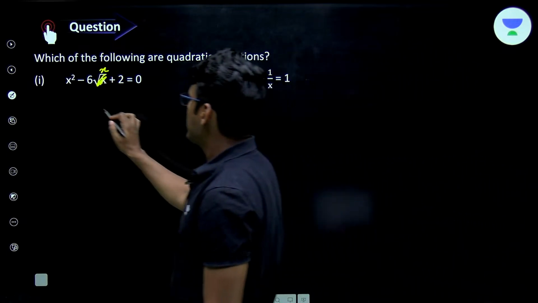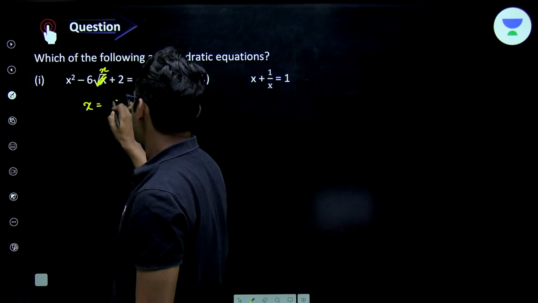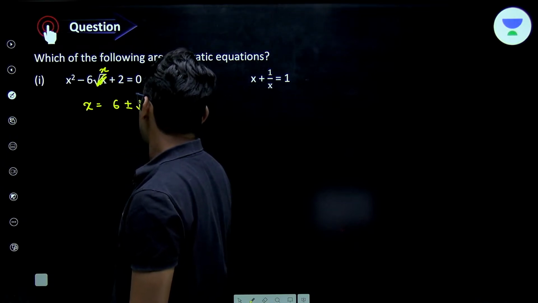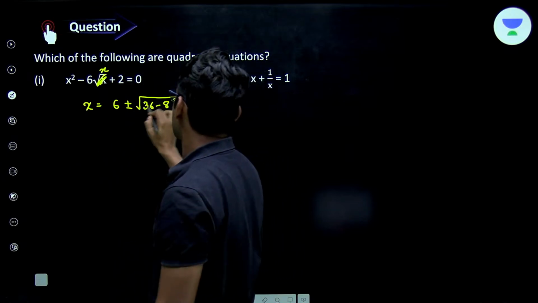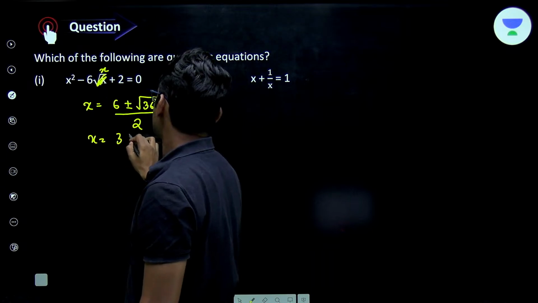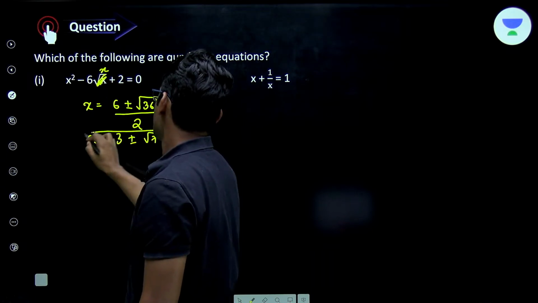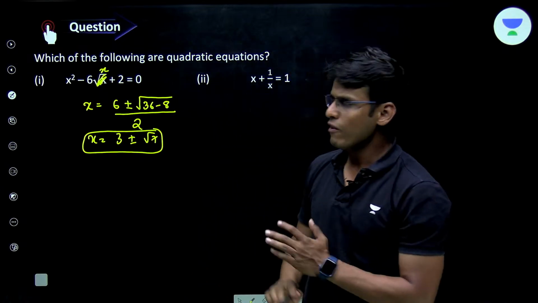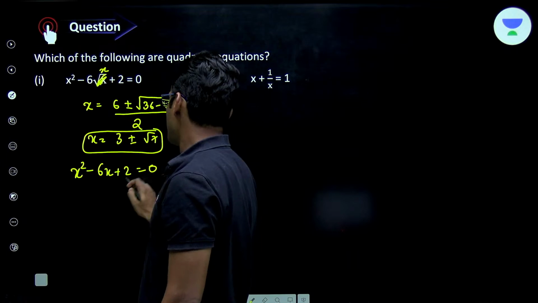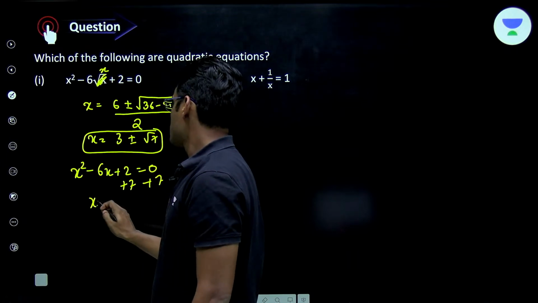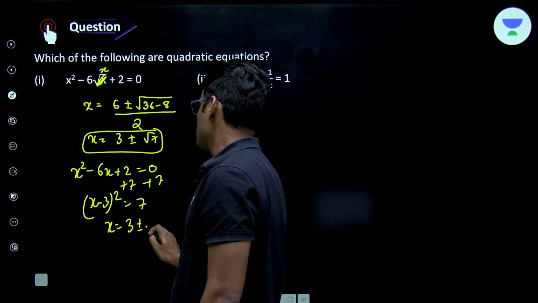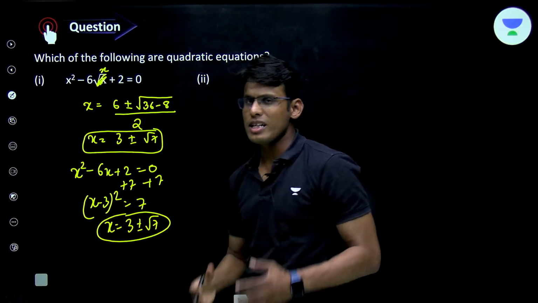See, you can directly put the formula here. X is equal to minus b plus minus under root of b square minus 4ac, which is 6 minus... 36 minus 8 upon 2, giving 3 plus minus root 7. But I do not do it like this. I will always try to complete the perfect square. I just have to add 7 here. So I get x minus 3 whole square is equal to 7, which means x is equal to 3 plus minus root 7.